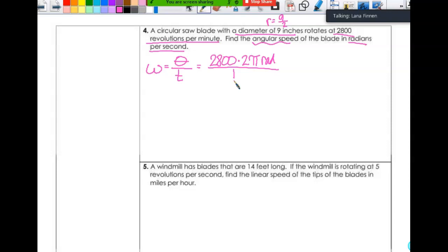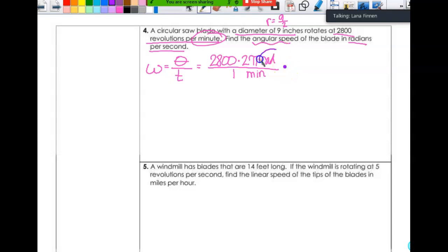Minutes, okay, because it's within the revolution, so that means this is for 1 minute. I need it in radians per second, so I need to convert. Could I multiply 2 times 2,800? Sure, but I may just have to divide it back by 2, so I'm not going to do that. If it's small numbers, maybe I'll do it, but I'm just going to leave it like that right now and go ahead and put in my conversions here.